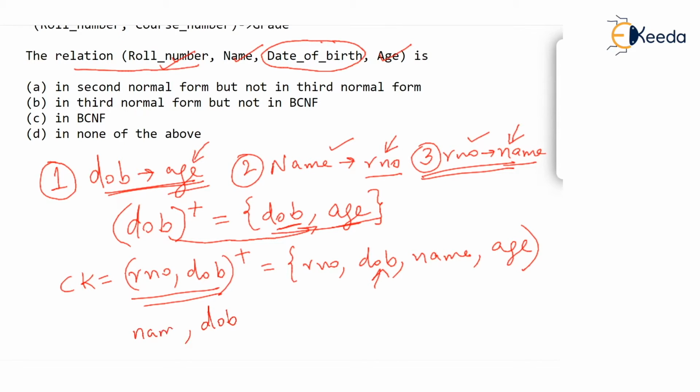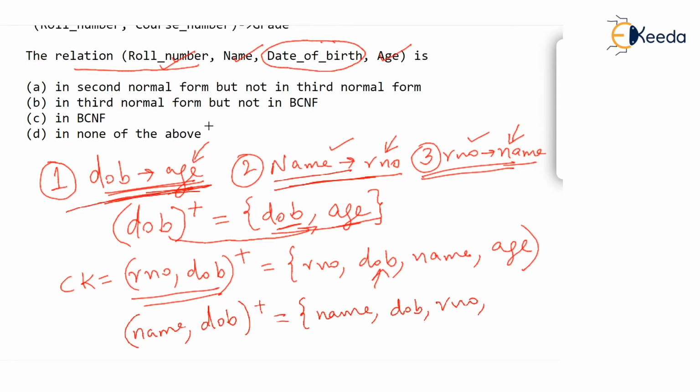Let's try name comma date of birth. If you find closure of this, it will contain name and date of birth obviously. And due to the second dependency, name will bring in roll number. And due to the first dependency, date of birth will bring in age. So name comma date of birth is also a candidate key.